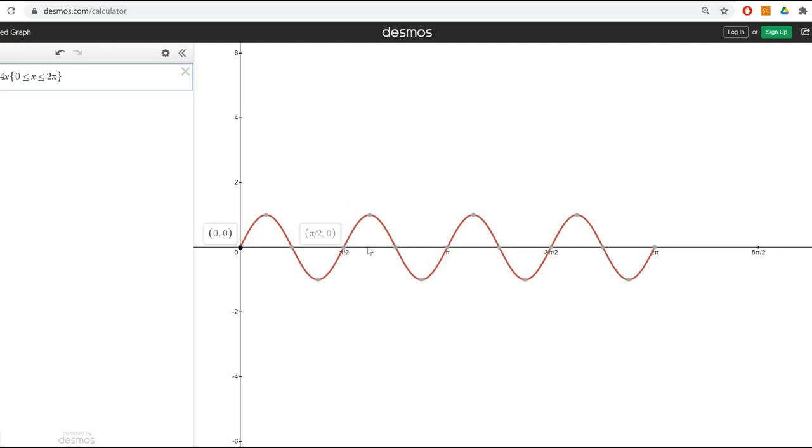We also need to consider what happens between pi over 2 and 3 pi over 4. That's where also the graph is positive. It's also positive in between pi and 5 pi over 4. And it's also positive between 3 pi over 2 and 7 pi over 4.